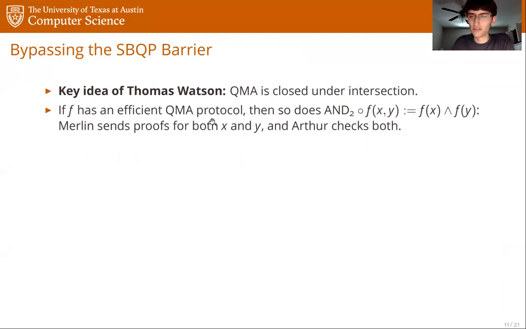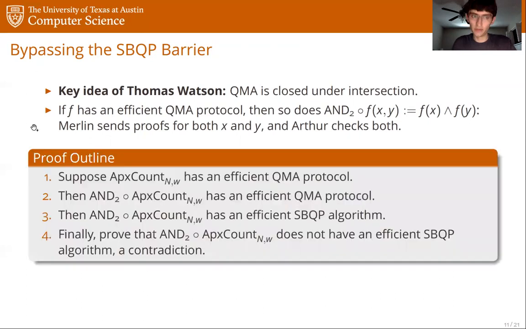Suppose our function f has an efficient QMA protocol, then so does the AND of two copies of f on separate inputs. So we have two inputs now, x and y, and we want to know: is f of x and f of y true? And the reason why this also has an efficient QMA protocol is just Merlin sends witnesses for both copies, for both inputs to the function, and then Arthur checks both. So this gives us a new way to try to prove QMA lower bounds, which I will outline here.